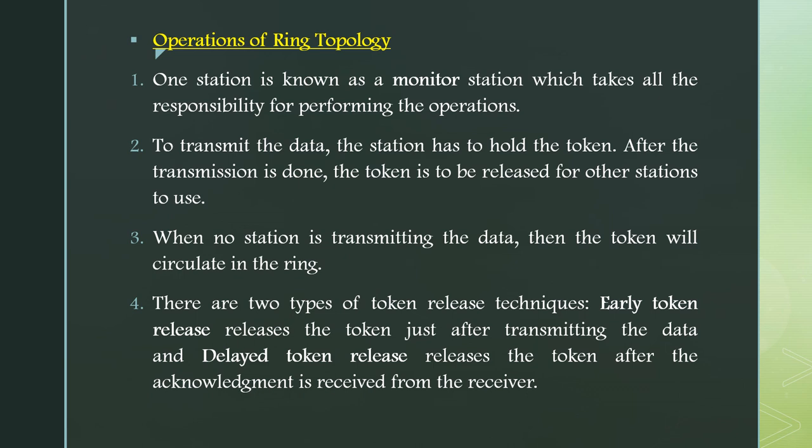Operations of ring topology. Number one, one station is known as a monitor station, which takes all the responsibility for performing the operations. Second, to transmit the data, the station has to hold the token. After the transmission is done, the token is to be released for other stations to use. Third, when no station is transmitting data, the token will circulate in the ring. Four, there are two types of token release techniques: early token release releases the token just after transmitting the data, and delay token release releases the token after the acknowledgement is received from the receiver.